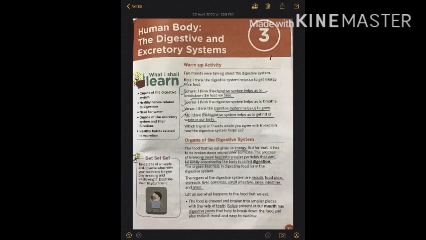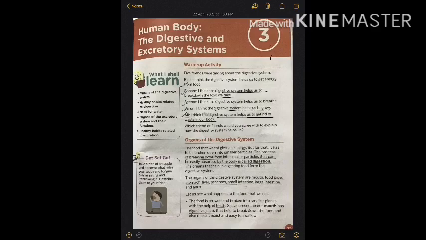Here, this is an activity including 5 friends who are talking about digestive system. So out of these 5 statements they are giving, these 3 statements relate to digestive system. Here, I have underlined this. You can just focus on these 3 points. Digestive system helps us to break down the food we eat.